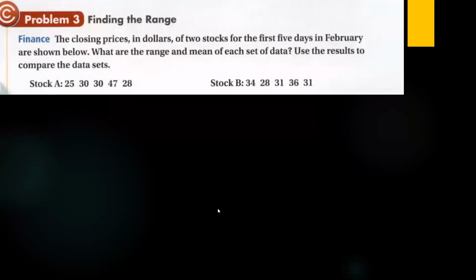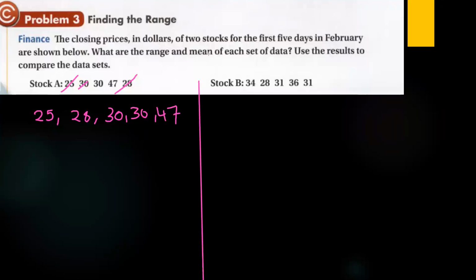Now, in order to find the range, as I told you before, you have to arrange them from lowest to greatest. So here, what is the lowest point? It's 25. Then we have 28. Then we have 30, 30, 47. We order them now.